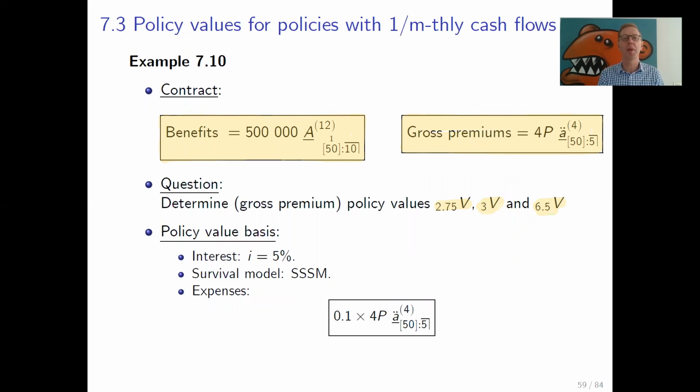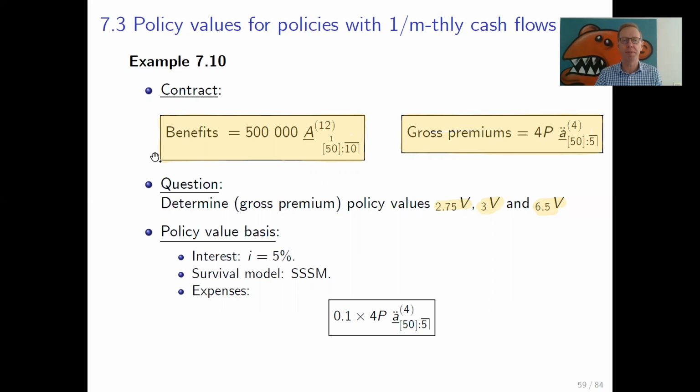Let us now go to policy values for policies with 1/m-thly cash flows. So far, we always assumed that cash flows, benefits or premiums, are payable yearly at the end or the beginning of the year. Let us now assume that they are payable 1/m-thly. For simplicity, let us assume here that m is 12, so that every month there is a payment.